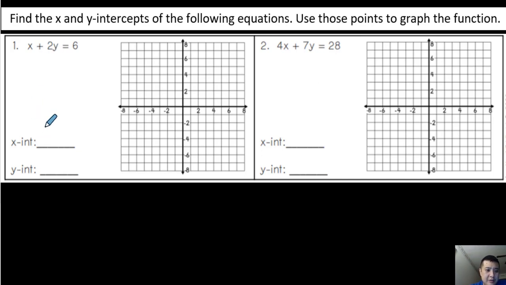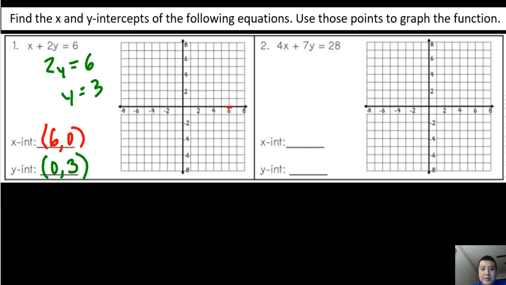So to find the x-intercept, we just plug in 0 for y, and we find that x is 6. So therefore our x-intercept is going to be (6, 0), which is right here. And for our y-intercept, we just plug in 0 for x, and we get 2y equals 6, and so y equals 3. So therefore we have (0, 3), which is right here. And we can draw a line between those 2 points. And so our line should look something like this.